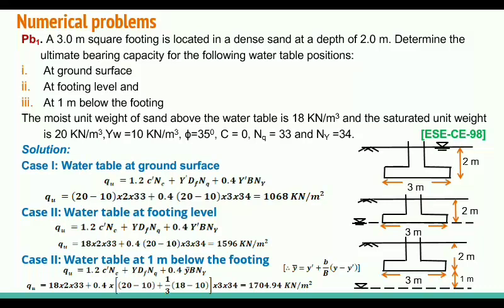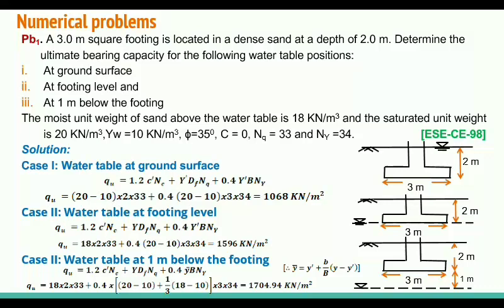So we have this relation in the last equation; only we have to calculate the gamma bar. We have gamma dash, that is 20 minus 10, plus small b, we have 1 meter, capital B we have 3 meter. The bulk unit weight we have is 18 kilonewton per meter cube. So we have all these values.